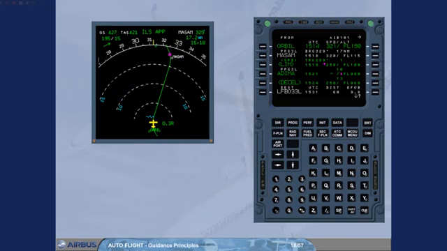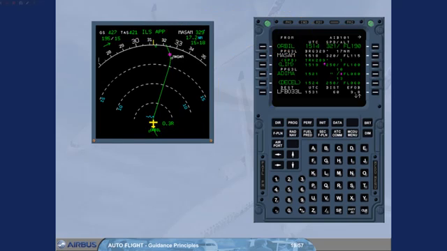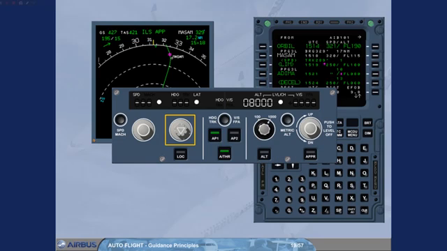The navigation mode is the lateral managed mode which guides the aircraft on the active leg, defined by the from and the to waypoints. The navigation mode engages automatically after takeoff. It may be armed or engaged at any time in flight by pressing the heading knob on the FCU. When navigation is engaged, the lateral flight plan is displayed as a green solid line on the ND.